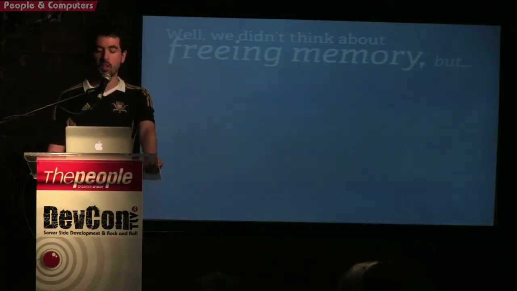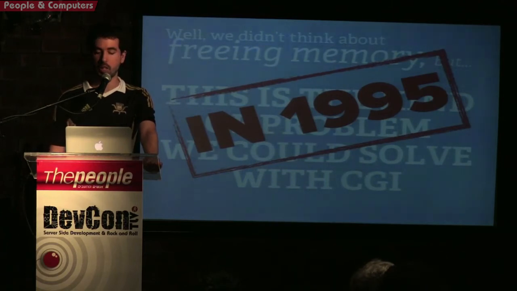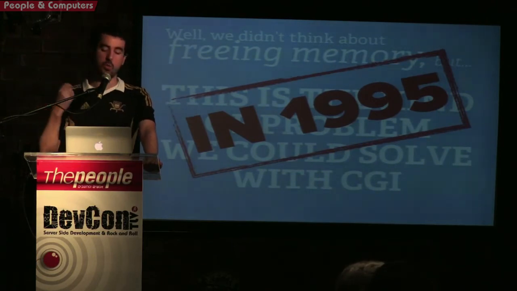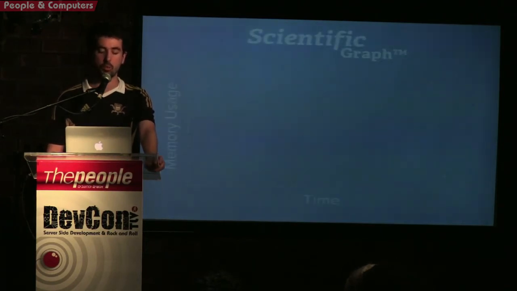So of course, this is the kind of problem that we could very easily solve using CGI in 1995. But since we are in the present, that doesn't quite work out right now. So what we did was, somehow this is one of these things that just solve themselves. So many problems in computers had to just solve themselves. And we kept that running, and we saw the memory graph. And it looked something like this. Boop, boop, boop, boop, boop, boop.